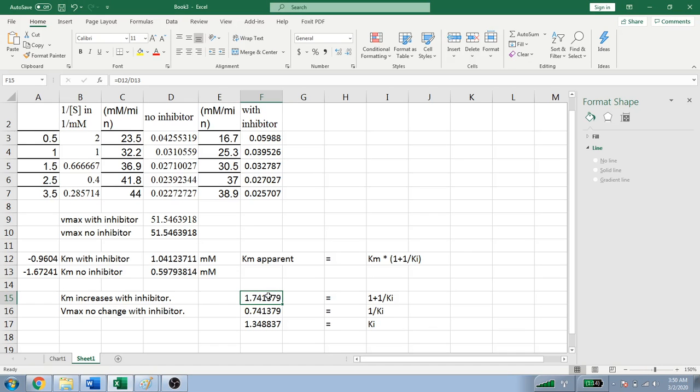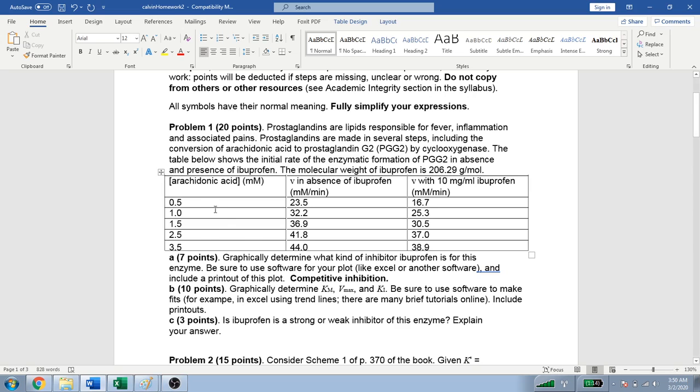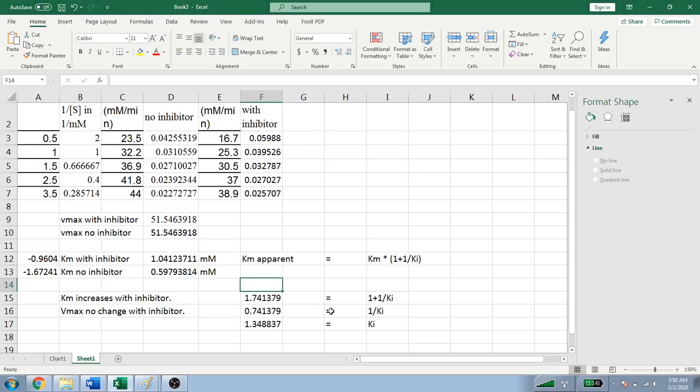Then the Ki would be 2. But I don't think you're supposed to respect significant figures here. So I think you have to say Ki is at least 1.7, maybe even 1.74. I don't know. Oh, no, not 1.7, 1.3. 1.3.